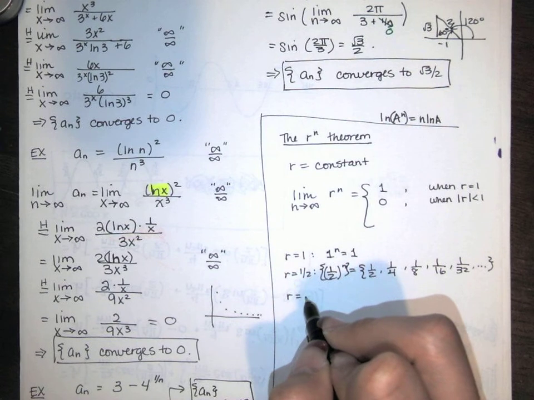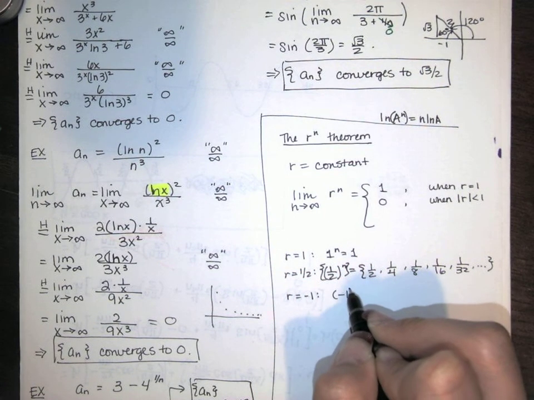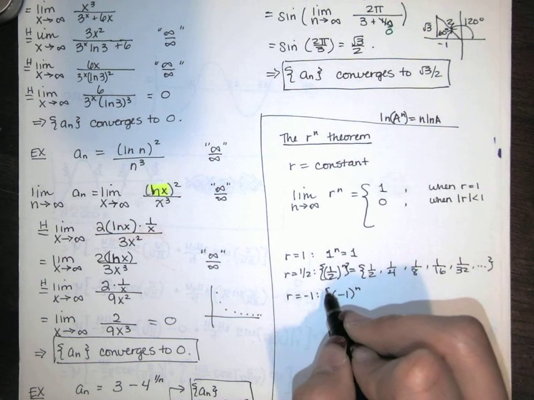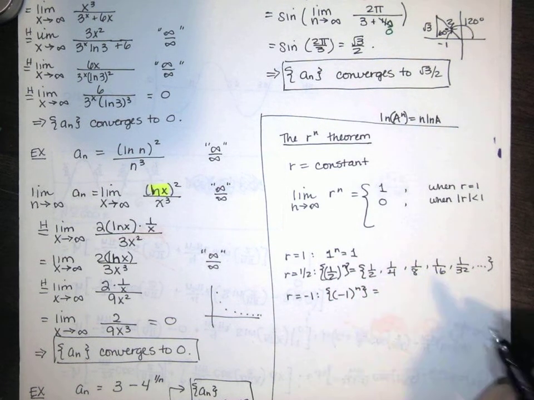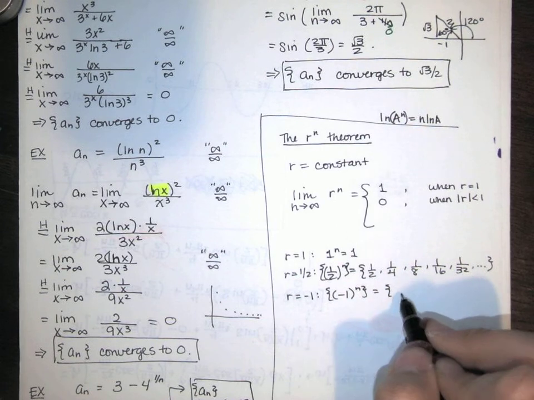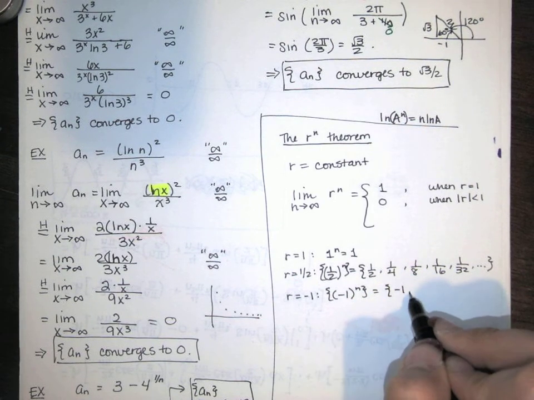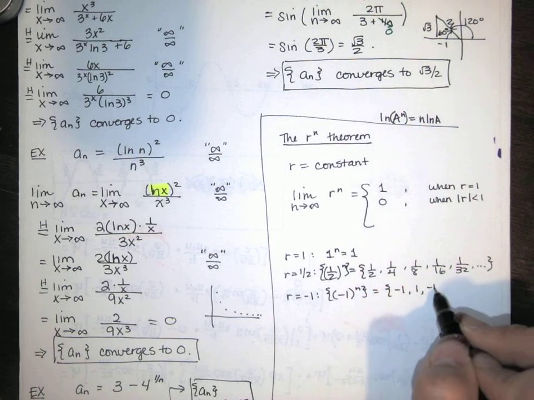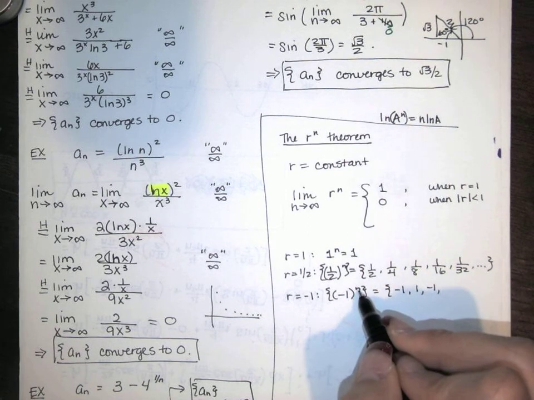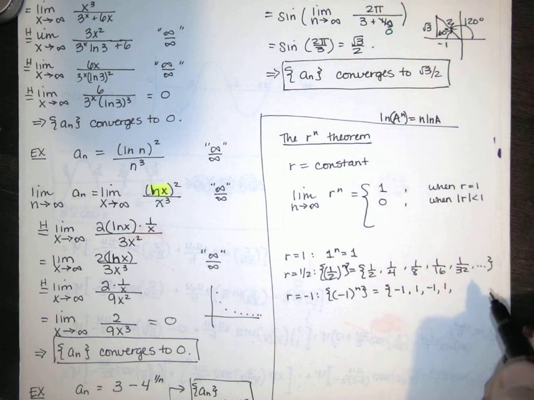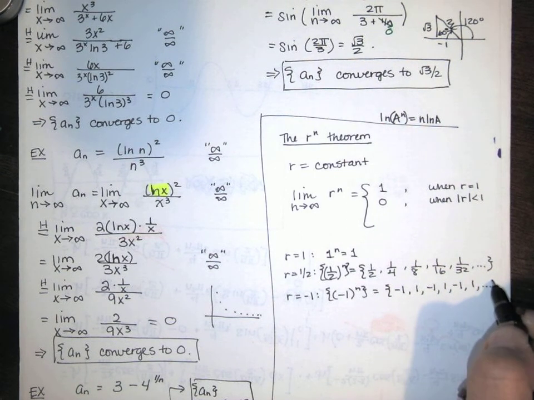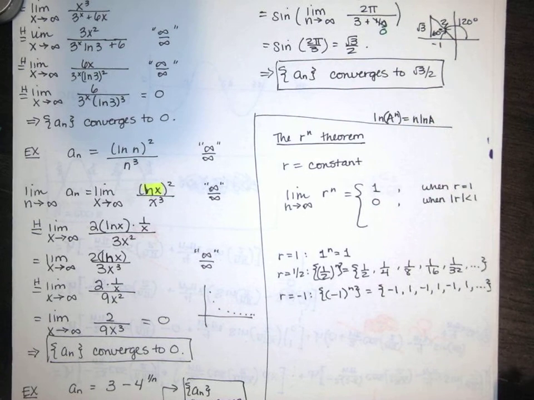Now if r is -1, I think we already know how this is going to behave. We looked at that example in the first video with -1 to the n plus 1. But the sequence for r equals -1 looks like this. When n is 1, we get -1. When n is 2, we get 1. When n is 3, -1 cubed is -1. When n is 4, -1 to the 4th is +1, -1 to the 5th is -1, -1 to the 6th is 1, and you just keep going forever.